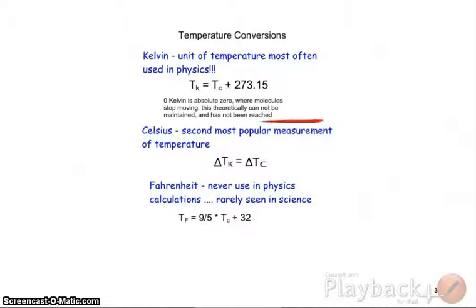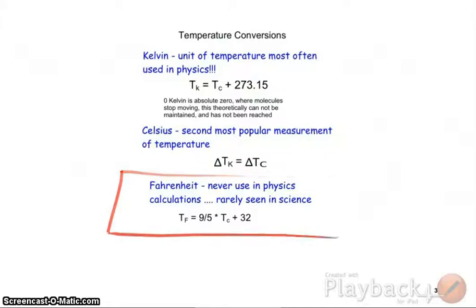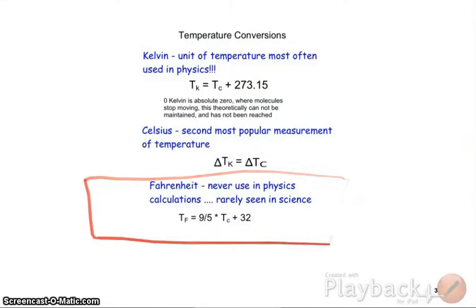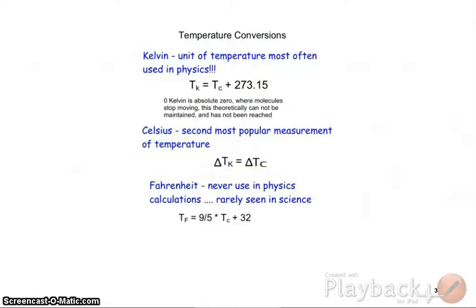Temperature in Celsius is the second most popular measurement of temperature. Now, if you're dealing with a change in temperature in any physics equation, it doesn't matter if you're using Kelvin or Celsius because the change will be the same. Now, Fahrenheit is never used in physics calculations and rarely seen in science at all. But if you happen to see Fahrenheit, 9/5 times the temperature in Celsius plus 32 will give you your temperature in Fahrenheit.